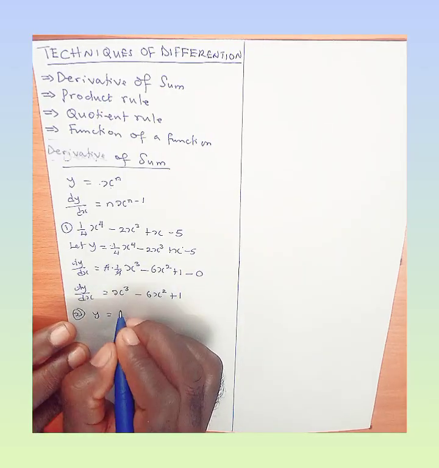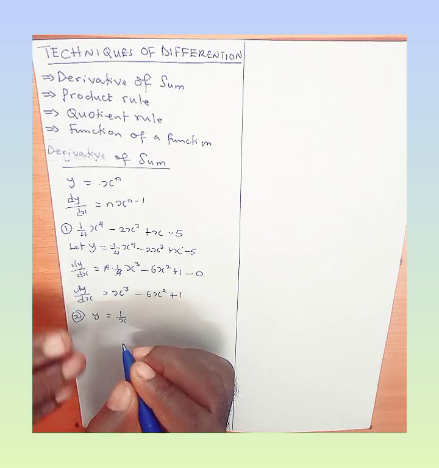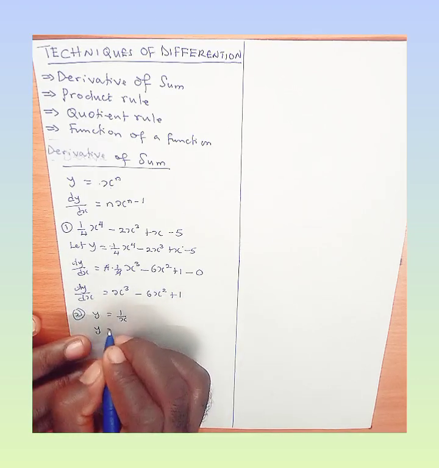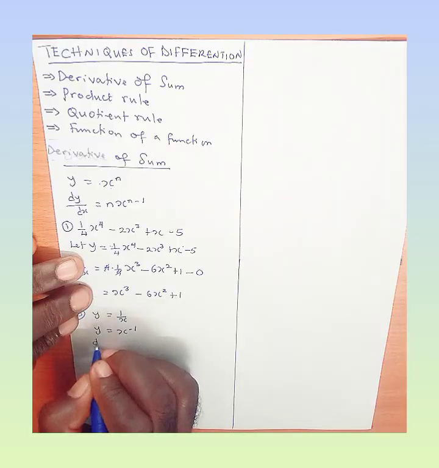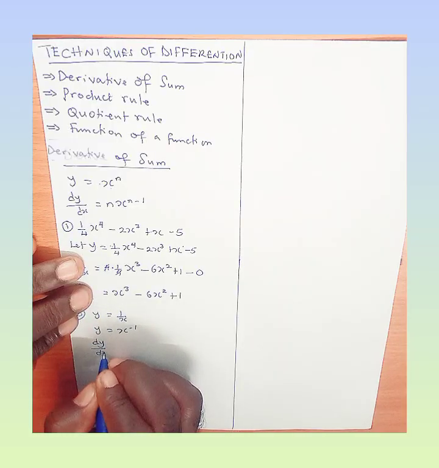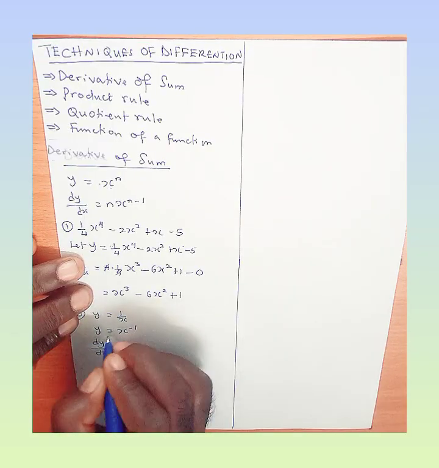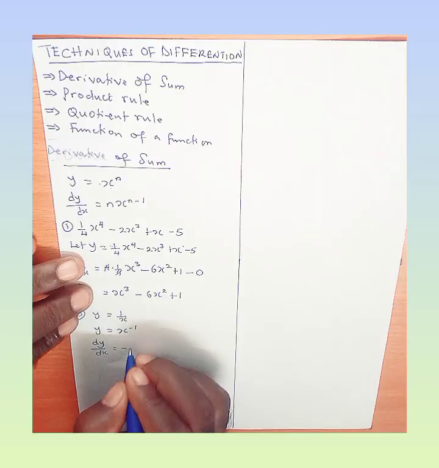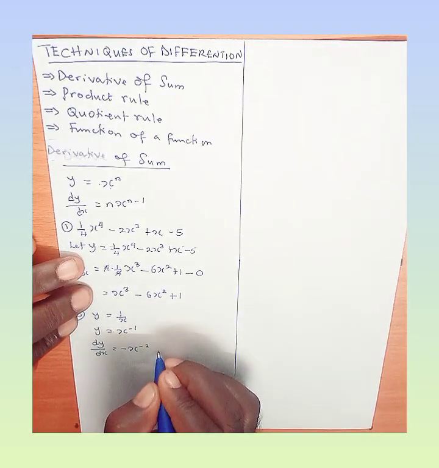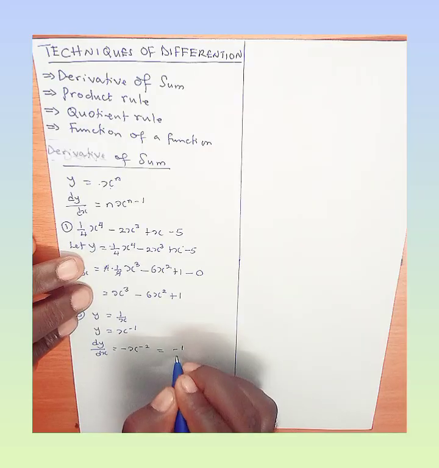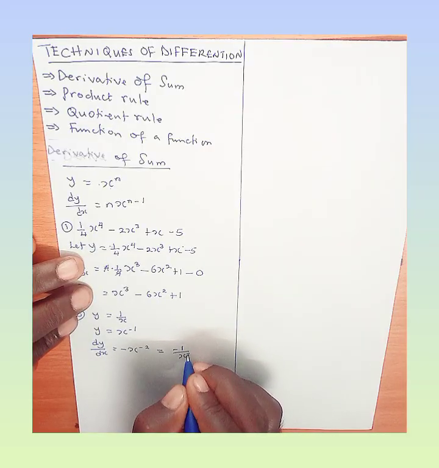Y is equal to 1 over x. How do we differentiate this? Then we write this as y is equal to x raised to power minus 1. Then we differentiate y with respect to x. We transfer this minus 1 here. This will be minus 1 times x. We subtract 1 from the power, it will become minus 2. Then when we write this, it will be minus 1 over x raised to power 2.